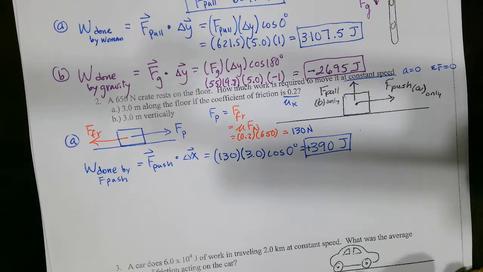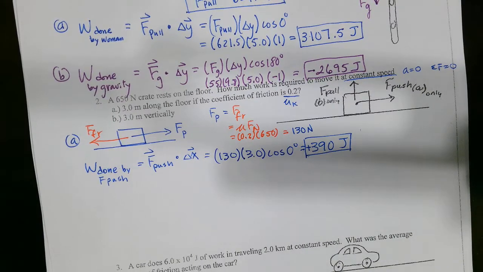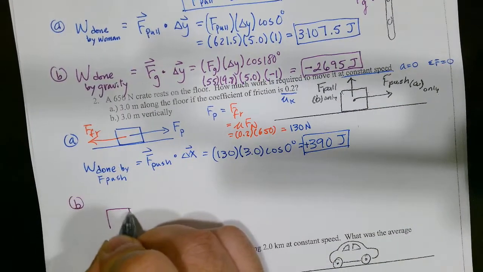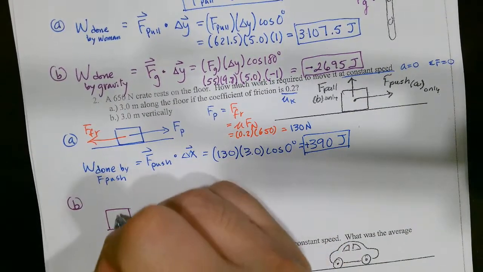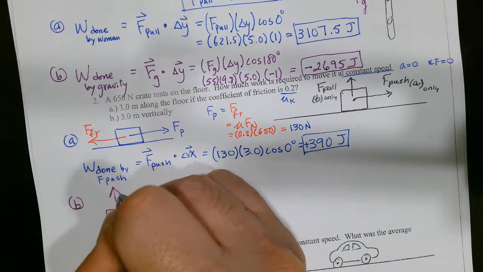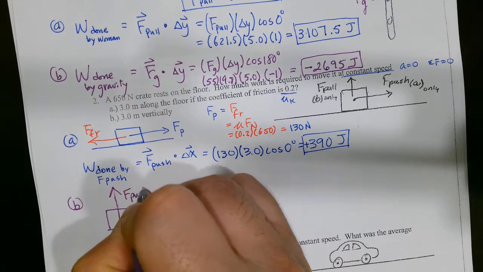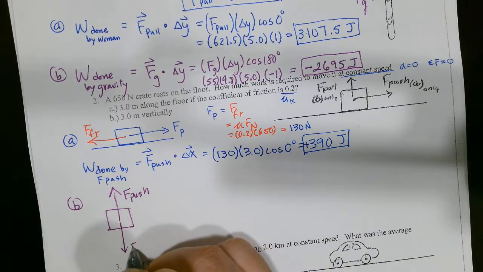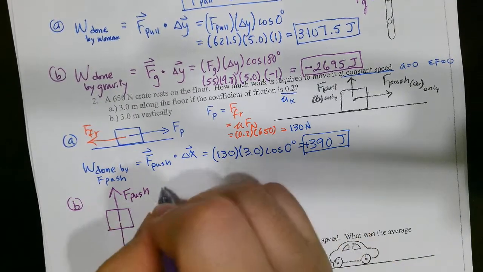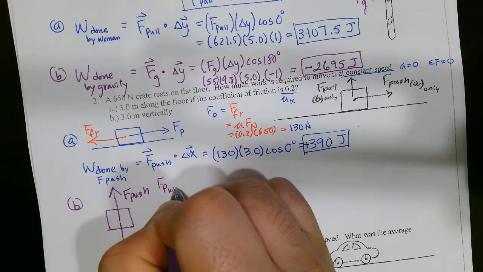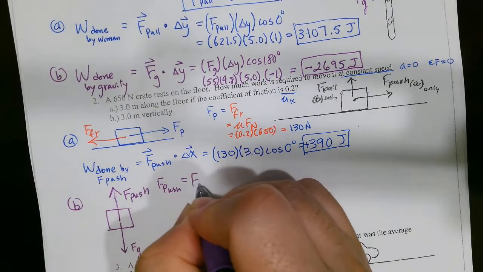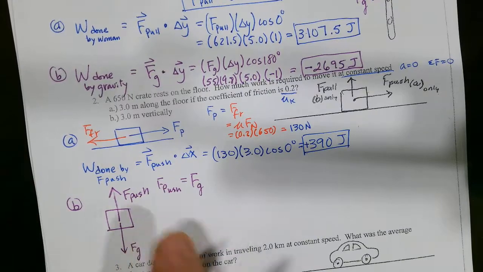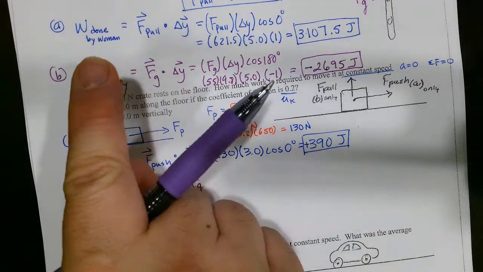Okay? Now what about if you have to lift this thing vertically? For part B, since F push has to be up, and that has to be the same as my Fg. So F push must equal Fg in order to go at a constant velocity. If this is bigger, it's going to accelerate up, right?